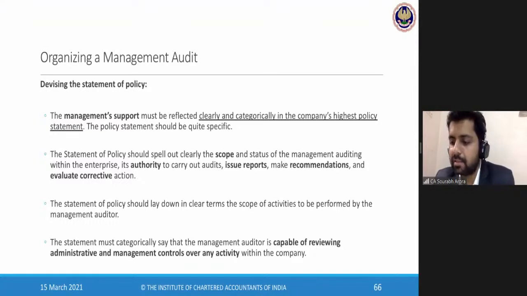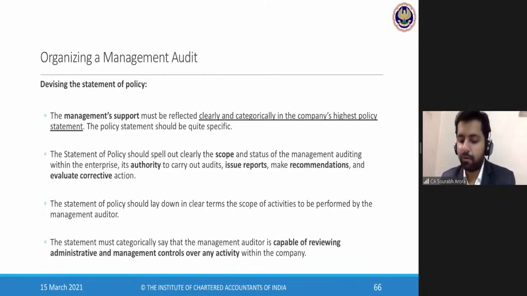So I'll answer this. I haven't got any satisfactory answer over here. So the reason is that the internal audit requirement is stated in the statute itself, whereas the management audit is at the discretion of the management. That's why we require the statement of policy to authorize the management auditors to have this position.